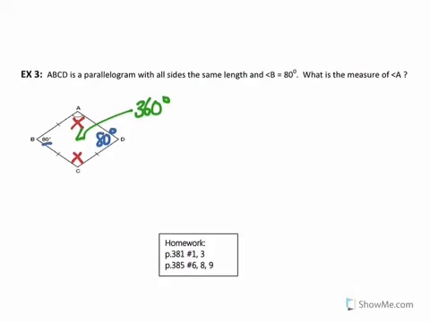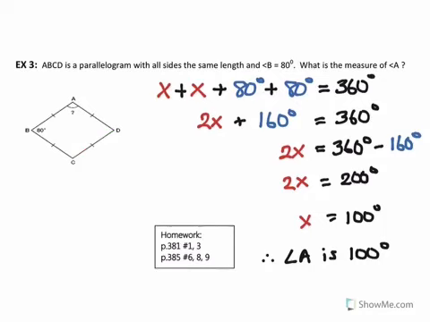So what I did was I created an equation right here that said this angle plus this angle plus this angle plus this angle should give me 360. That's what my formula says right here. I just added the two reds together to get two X's. I added the two blues together to get 160. And I started to isolate for X. So I brought the 160 to the other side and made it a negative 160. When I subtracted, I got 200.